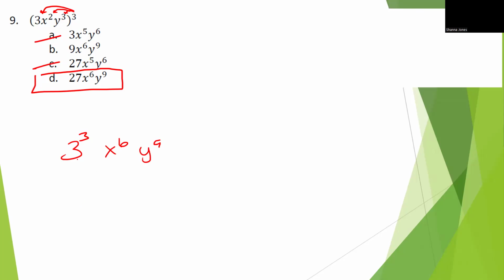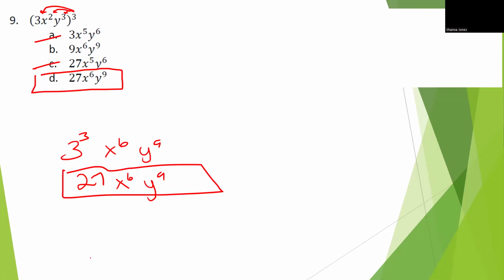And then what is 3 to the third? 27. 3 times 3 times 3 is 27. It is not 3 plus 3 plus 3. It is 3 times 3 times 3. Exponential is repeated multiplication. Multiplication is repeated addition. Don't do that again. Questions about 9?